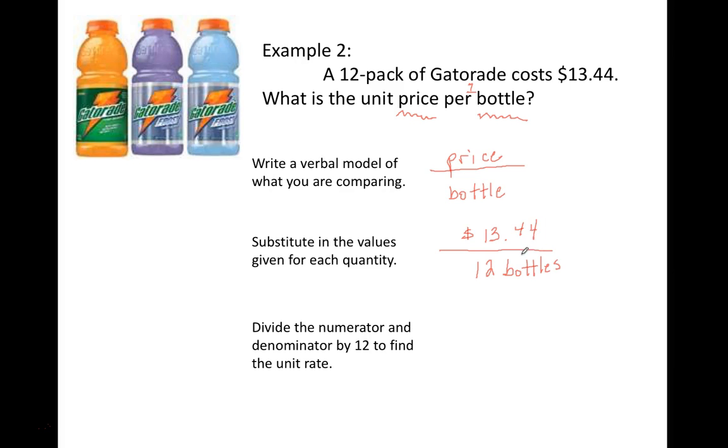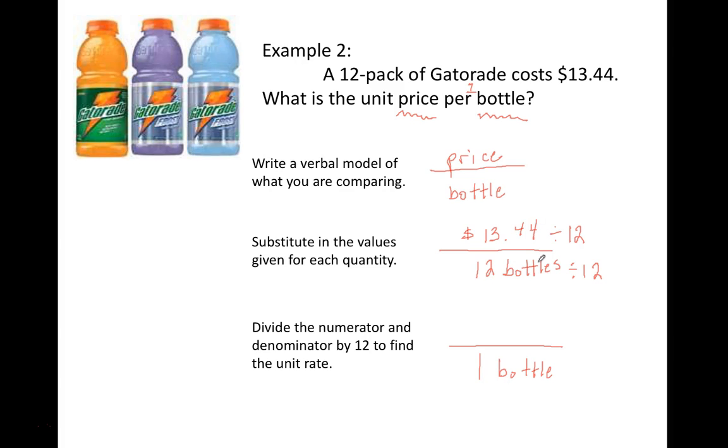What they did is they gave us a rate to start with. But what they're asking is they don't want to know what a 12-pack costs or 12 bottles. They really want to know what 1 bottle costs, or the unit rate. So in order to go from 12 bottles to 1 bottle, I would have to divide by 12. And I can do the same thing here, $13.44 divided by 12.